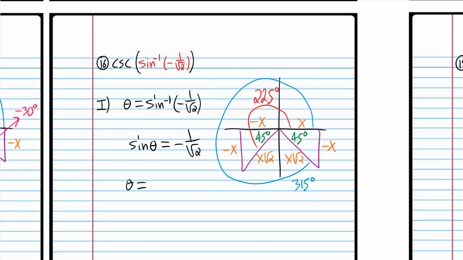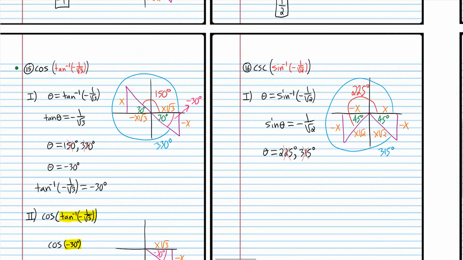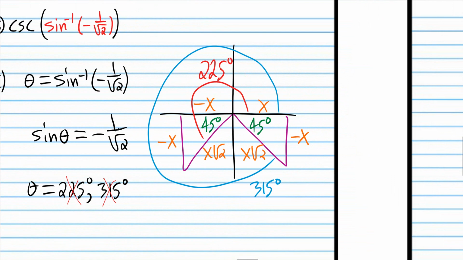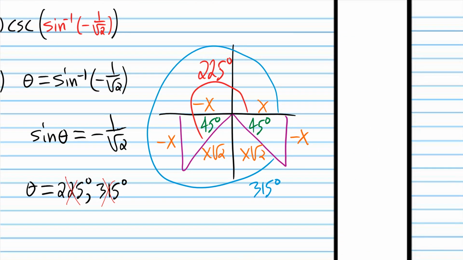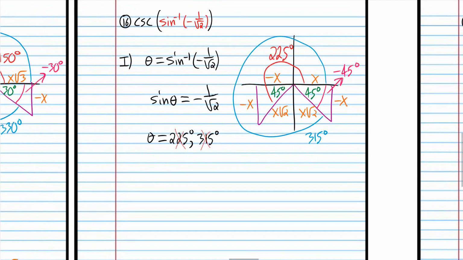So theta is equal to 225 degrees or 315 degrees. But neither of these are in the range restrictions for the sine inverse function. Neither of them are. So what do we do? Well, instead of rotating in the blue direction, we rotate in this pink direction, which is negative 45 degrees. That's a coterminal angle with the blue direction.